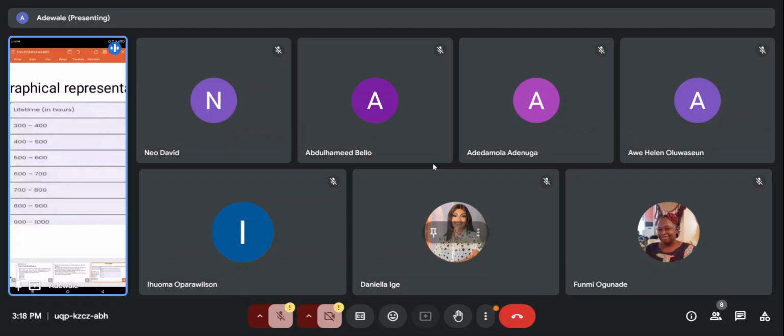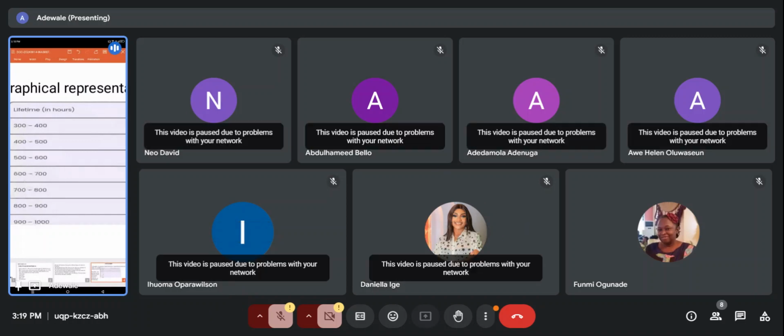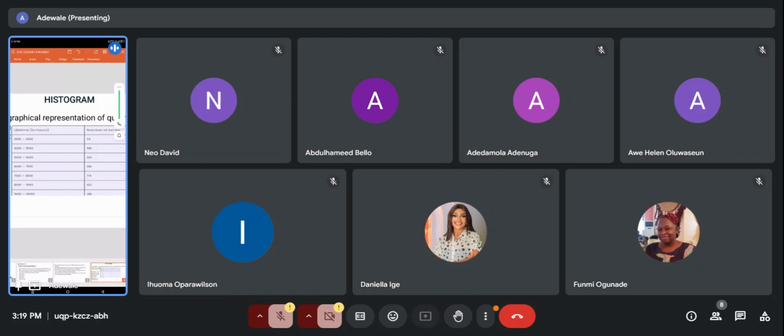We are asked to create the histogram for this data set. So this is the histogram here.